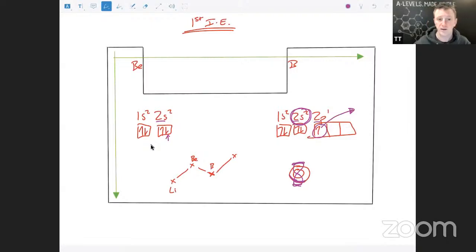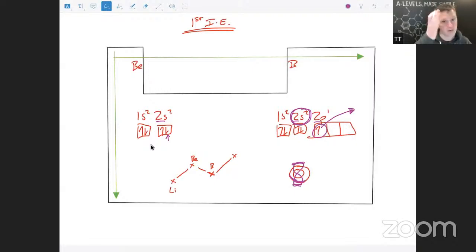So the reason why boron has a lower first ionization energy than beryllium is because the 2s2 orbital shields the p electron from the nucleus and therefore makes it a lower ionization energy. So it's easier to remove. There's a weaker attraction, okay?